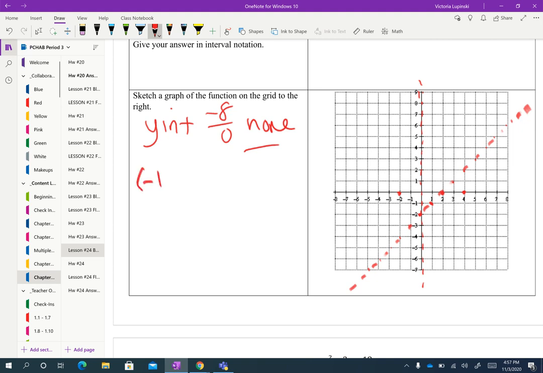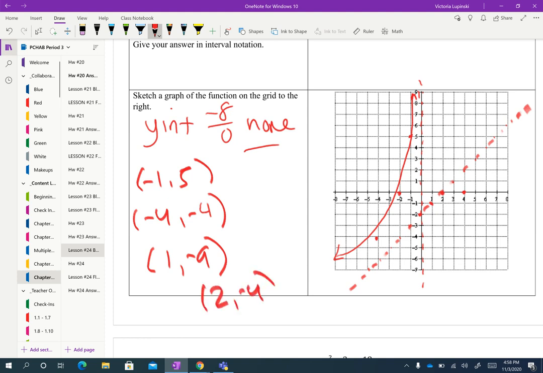So let's say that I plugged in -1. Whether I plug it into the original or the reduced form, I'm going to get a +5. If I plug in -4, I'm going to get -6. I'm going to get -4. Just trying to save a little bit of time. So -4, -4. And then hopefully you can see that you're going to have one piece of the graph that looks like this. The other piece of the graph should go the opposite direction, but if you want to be sure, plug in 1, you get -9. Plug in 2, you get -4. And that's really kind of enough for you to get the job done.